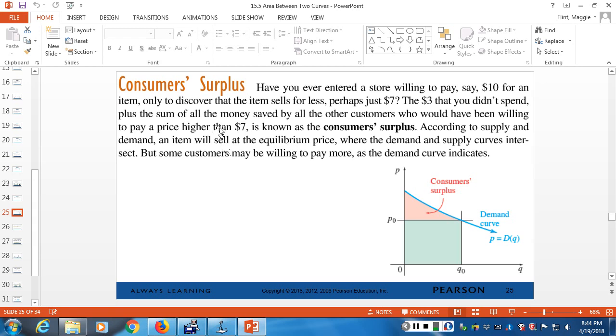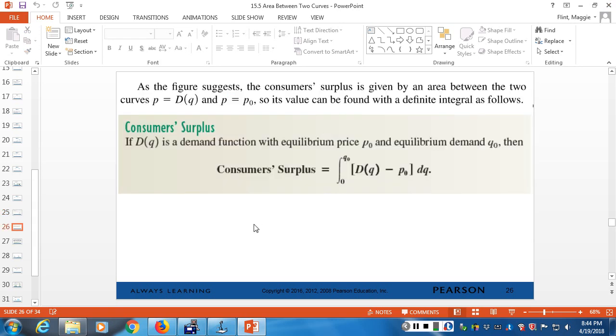According to supply and demand, an item will sell at the equilibrium price where those two curves intersect, but some customers might still be willing to pay more than what that equilibrium price is. So the way that we calculate consumer surplus is we're going to take the demand equation. Remember, D of Q actually sets the price. And we're going to subtract the initial price or the equilibrium price from that.